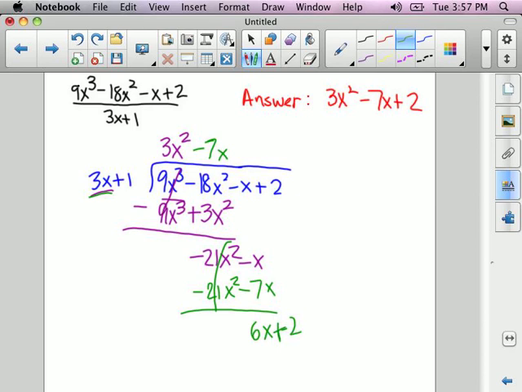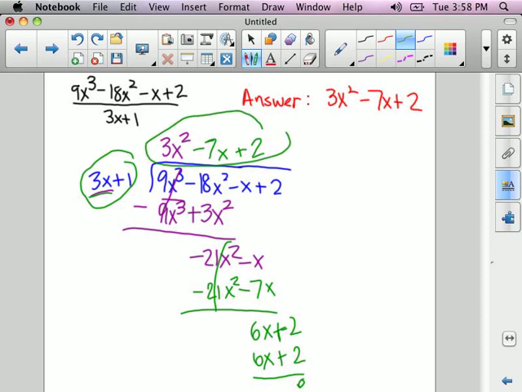So we look one more time. 3x times positive 2 equals 6x. We get a 2 right here. And it turns out this one has no remainder. A remainder of 0, so it goes in evenly. If you multiply 3x plus 1 times my part up here, you will get back to your original answer. And that's polynomial long division.